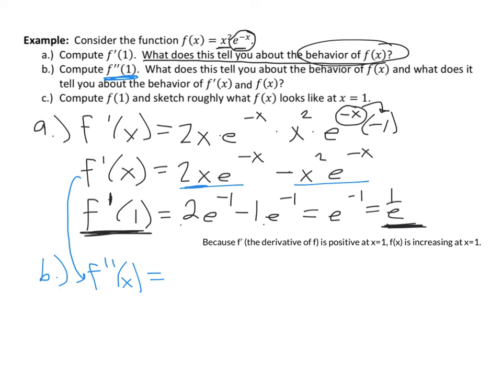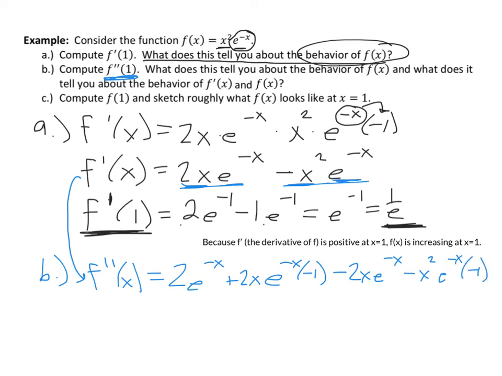So the derivative of 2x is 2, leave this alone, plus 2x, and the derivative of this is e to the negative x times negative 1. Okay? And then over here, I'm going to leave my negative x squared alone. I'm going to take the derivative of that negative x squared and get negative 2x, and I'm going to leave that alone. Okay, there we go. And now I'm going to leave this alone and do the derivative of e to the negative x. So that's e to the negative x times negative 1.